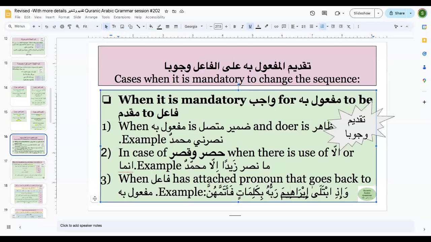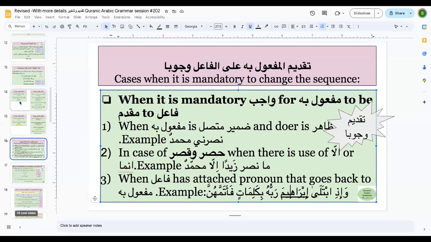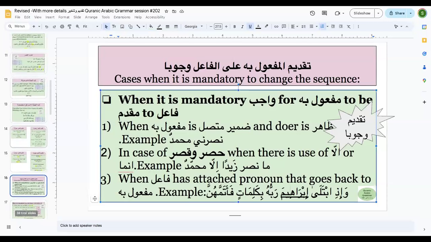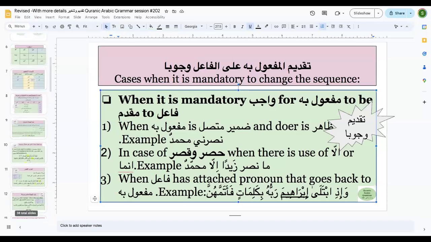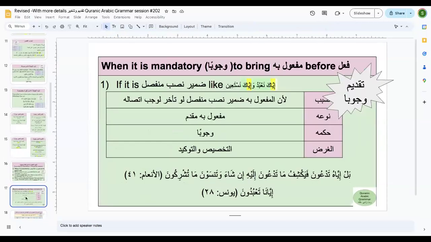All these three cases must be memorized by heart, so in case you see them in the Quran, you're not confused about why this is happening. Now we are going to learn the topic that we were supposed to cover today. Today's topic was how maf'ul bihi is going to be before the fa'il. Remember, taqdeem is of two types. First is taqdeemul khabar, and the second is taqdeemul maf'ul bihi ala fa'il. Is this clear to all of you?